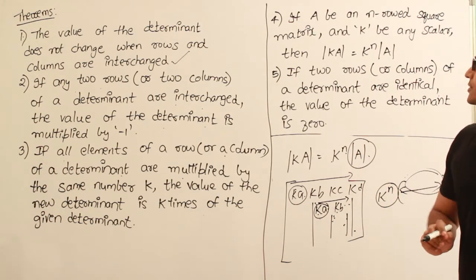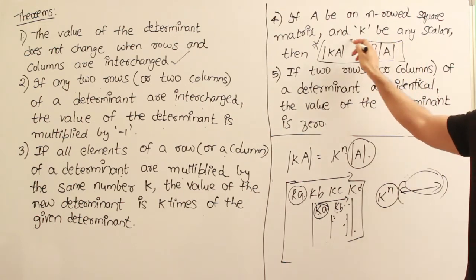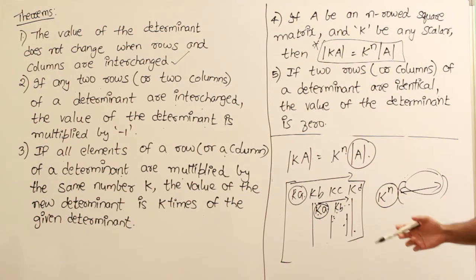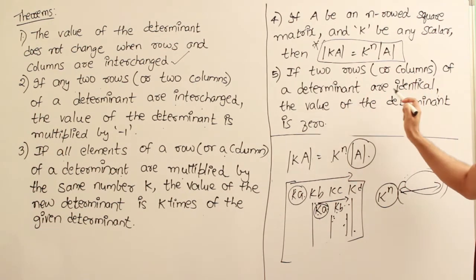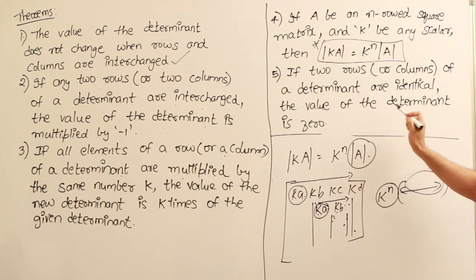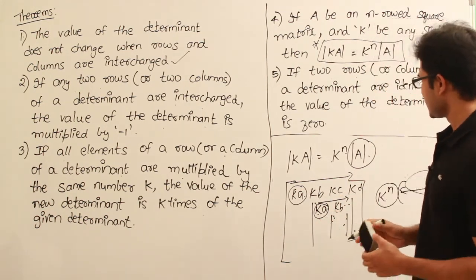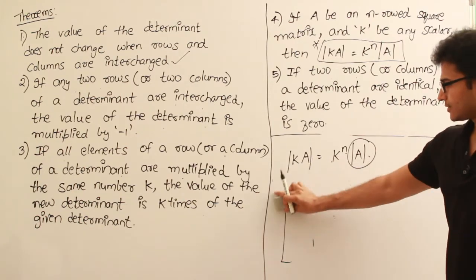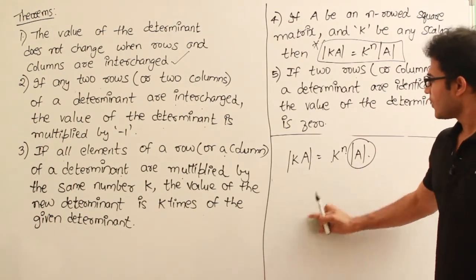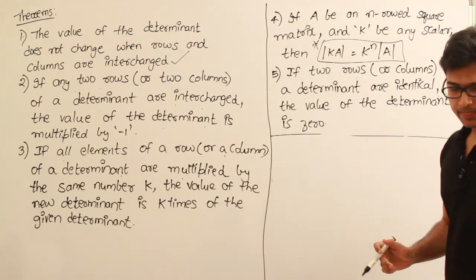These are all important points. This is a very important point: determinant of kA is k power n into determinant of A, asked in GATE many times. And the next one is, if two rows or columns of a determinant are identical, the value of the determinant is 0. What they are trying to say is, whenever you get two rows with the same elements, then we can say that the value of the determinant is 0. So it is also very important.